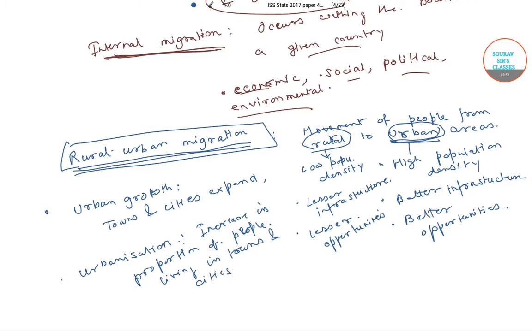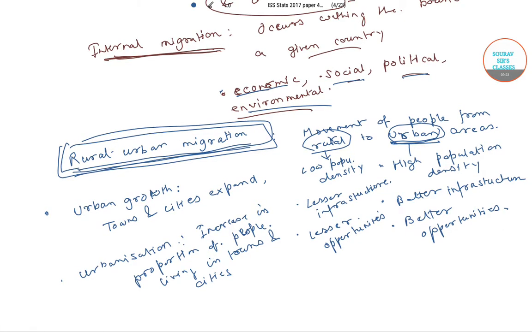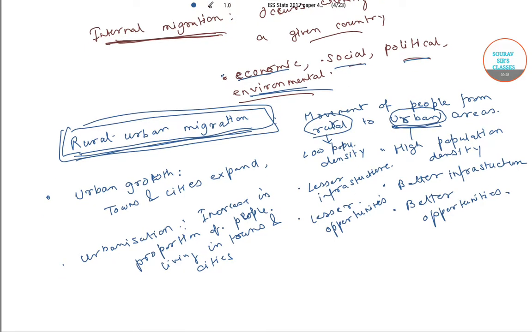Now, the reasons this rural urban migration happens can be economic, that is, because of higher income, better employment, better facilities. It can be social, that is, better healthcare and education, then better urban facilities and so on. It can be political, and it can be environmental, like agricultural change or say famine, drought or some other natural disaster. It may also result in this migration.